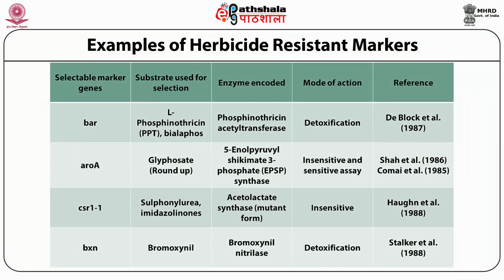There are other selectable markers which rely on herbicide resistance. They confer herbicide resistance to plant cells. These markers include BAR, which codes for phosphinothricin acetyltransferase. This enzyme detoxifies L-phosphinothricin. This is commercially known as Bialaphos, which is abbreviated as PPT.